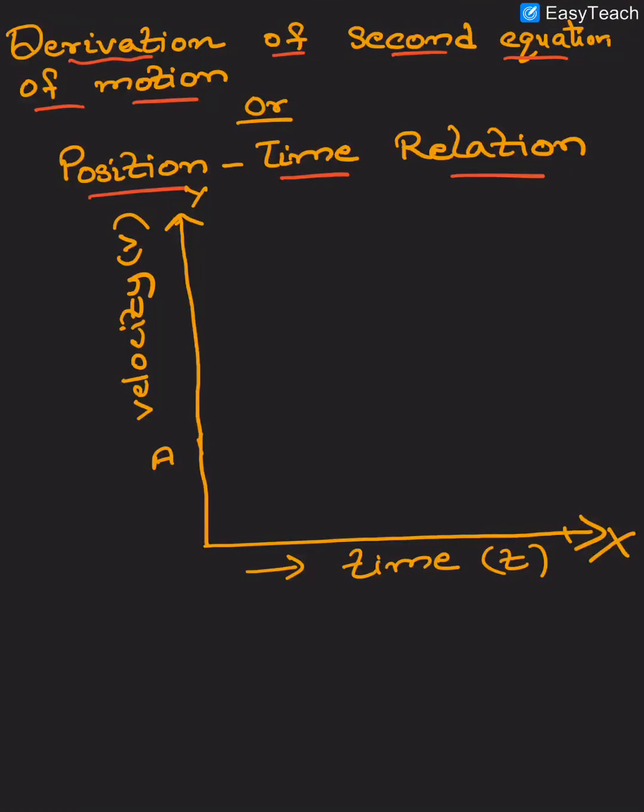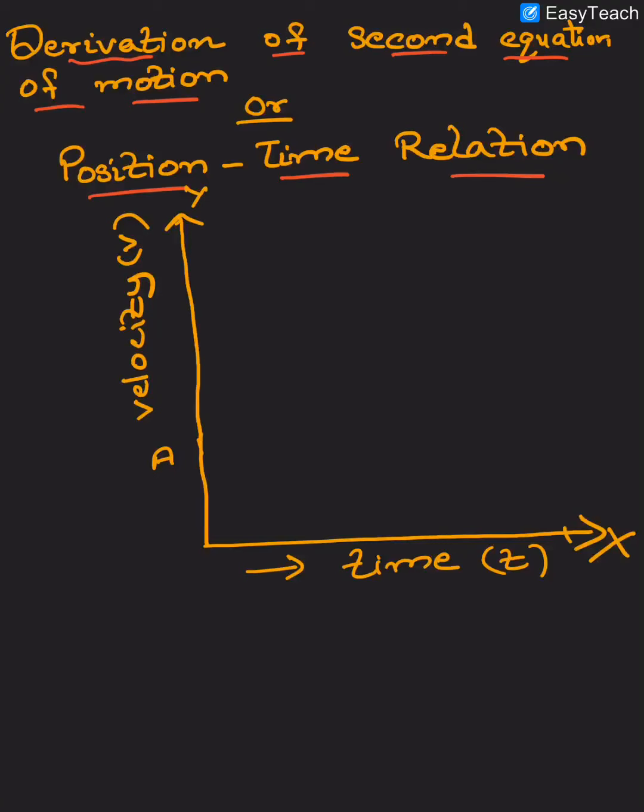Hello young friends. So in this video we are going to do the derivation of the second equation of motion. This equation we also call the position-time relation. Sometimes in exams the question comes in this way, that derive the position-time relation. So that time children get confused between all the three equations. So this one is the position-time relation, which is the second equation of motion.